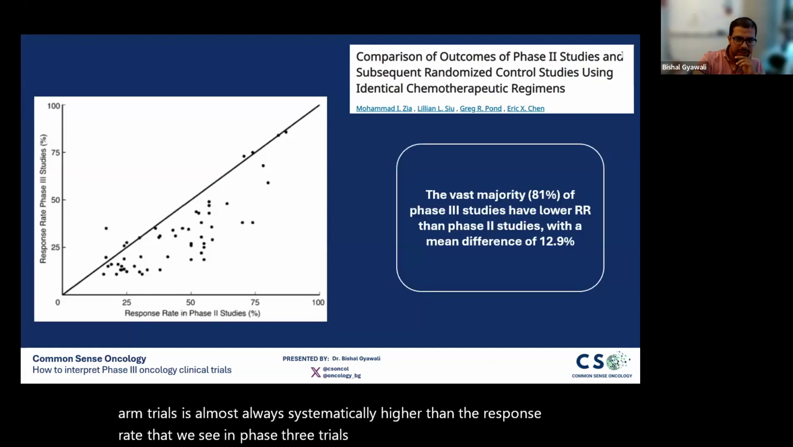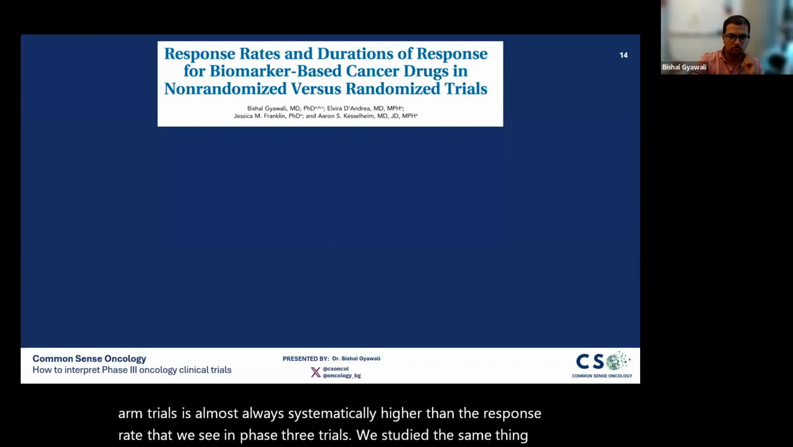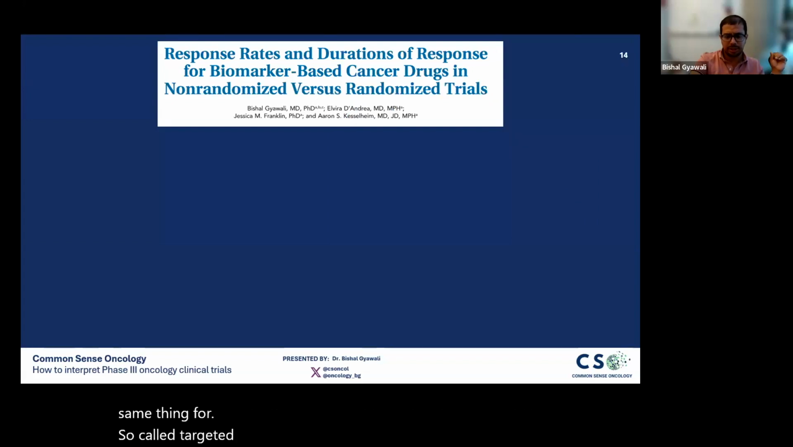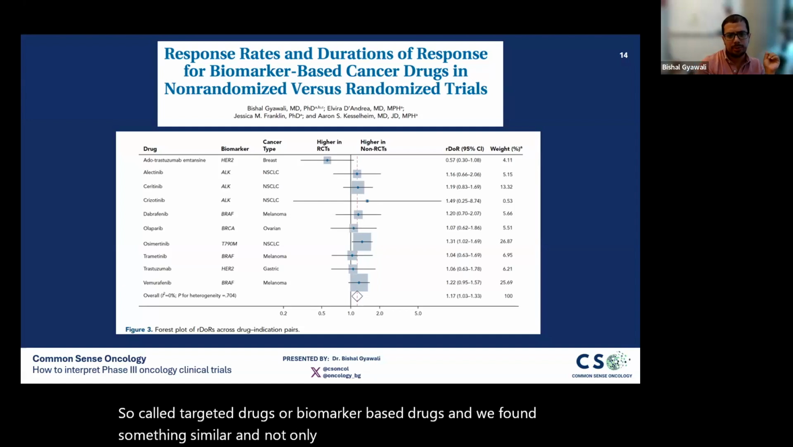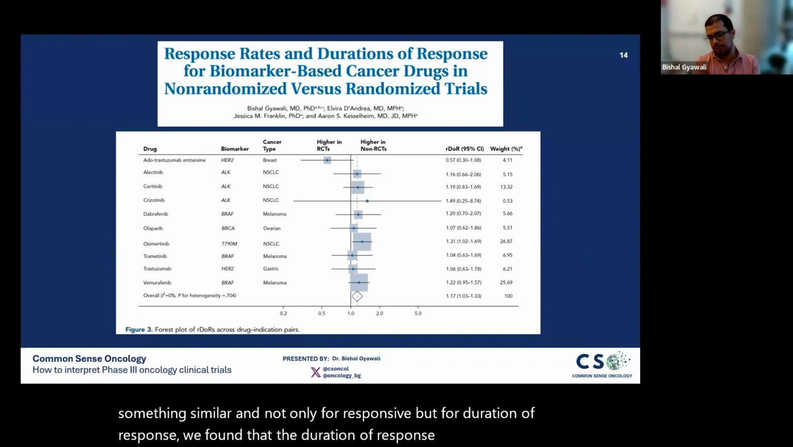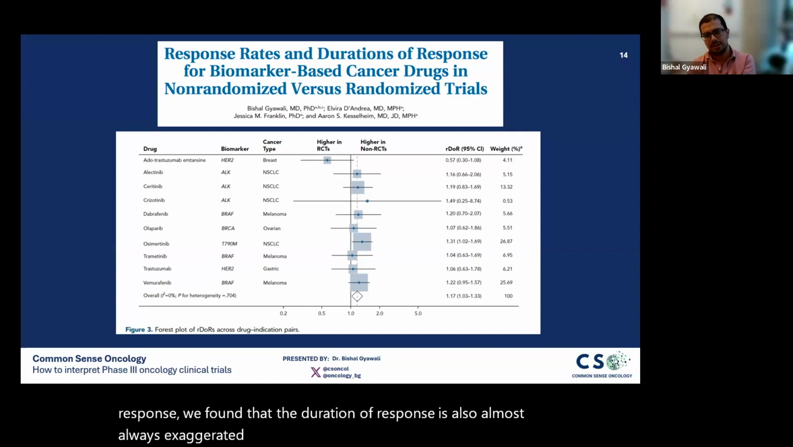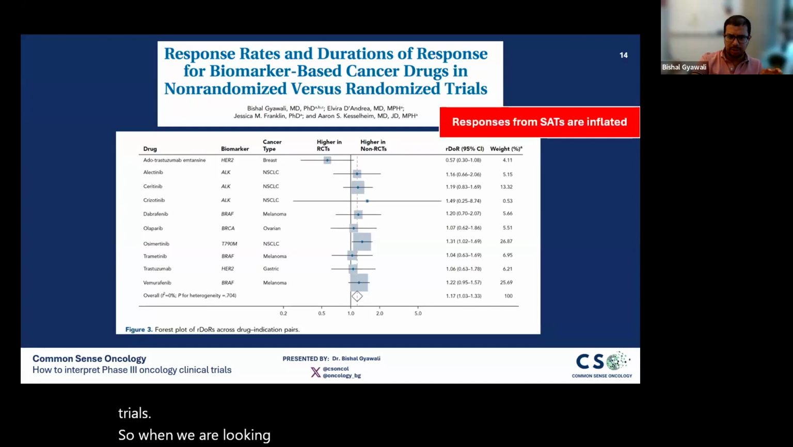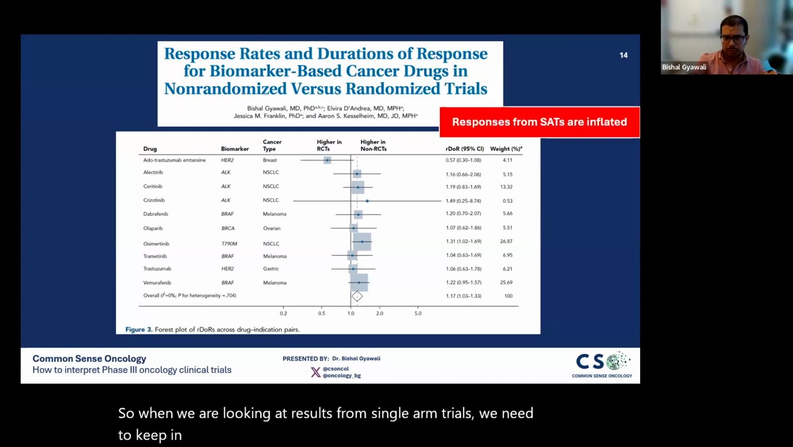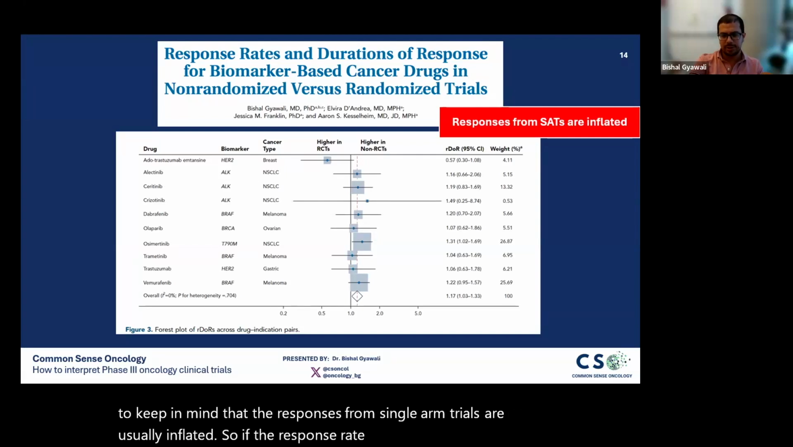We studied the same thing for so-called targeted drugs or biomarker-based drugs, and we found something similar. And not only for response rate, but for duration of response. We found that the duration of response is also almost always exaggerated in single arm trials compared to randomized trials. So when we are looking at results from single arm trials, we need to keep in mind that the responses from single arm trials are usually inflated. So if the response rate is 40%, then in the real world, probably it's much less than that.